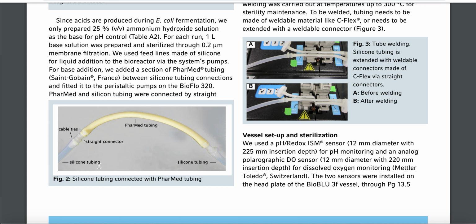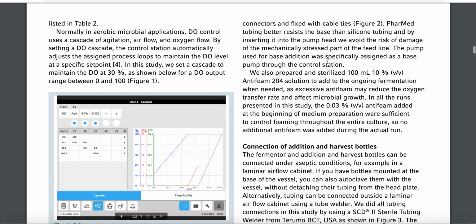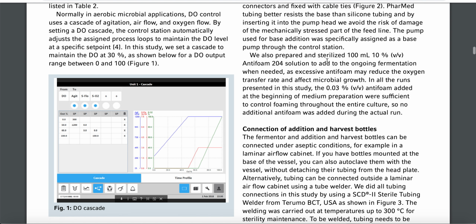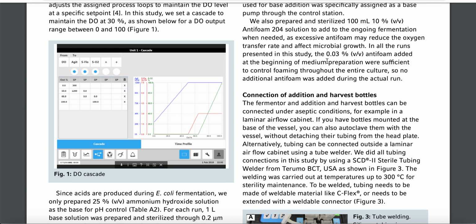So here you can see the tubing, etc. We also prepared and sterilized 100 ml of 10% volume per volume antifoam 204 solution to add to the ongoing fermentation when needed, as excessive antifoam may reduce the oxygen transfer rate and affect microbial growth.